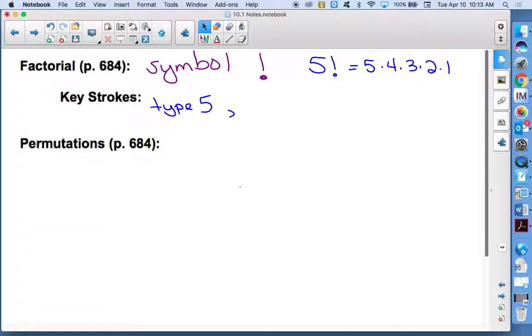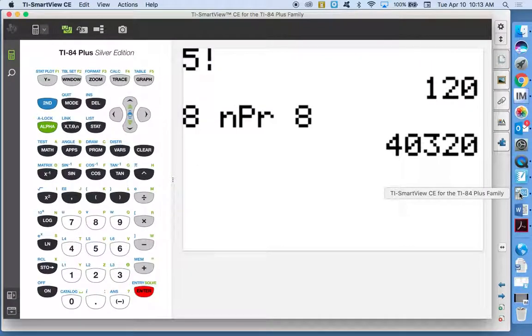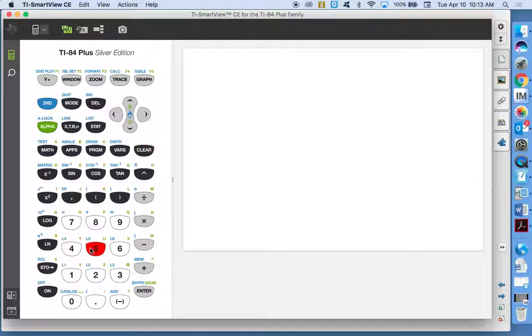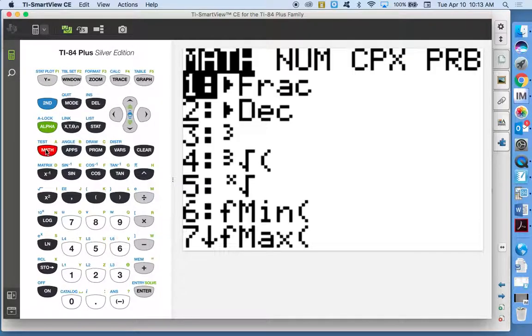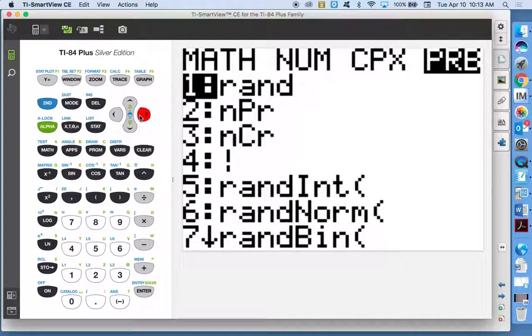So with your calculator, let's type in the 5. Then you're going to hit the math button, which we've used before. The math button is on the left side. We're going to arrow over to where it says probability. So all of the things we'll be working with are under this probability title. So arrow over to probability, and then you'll see the factorial symbol.